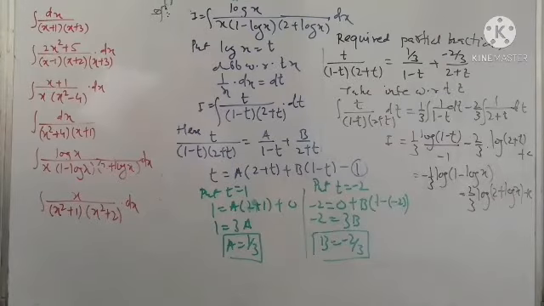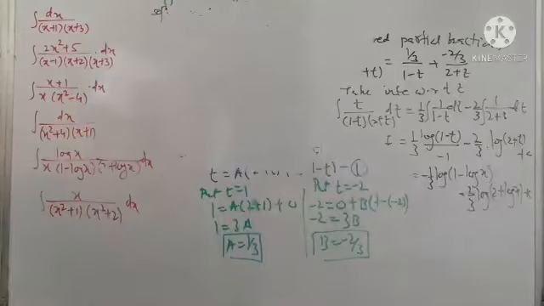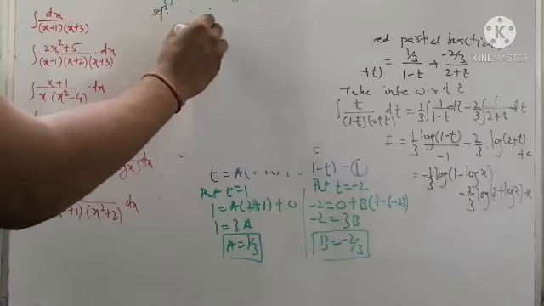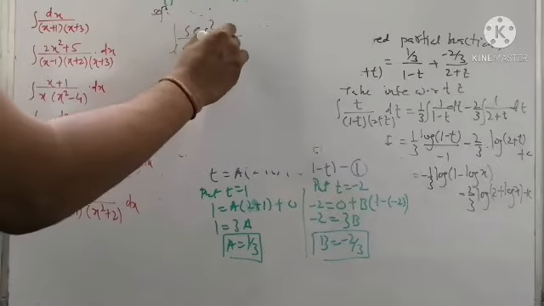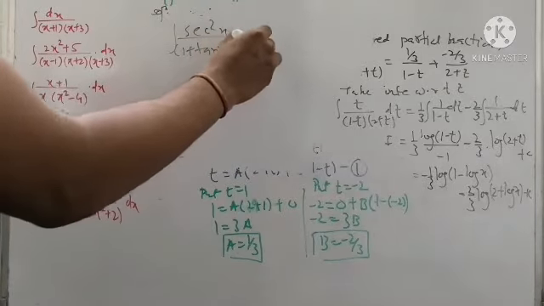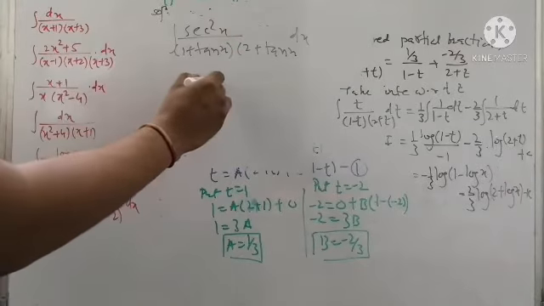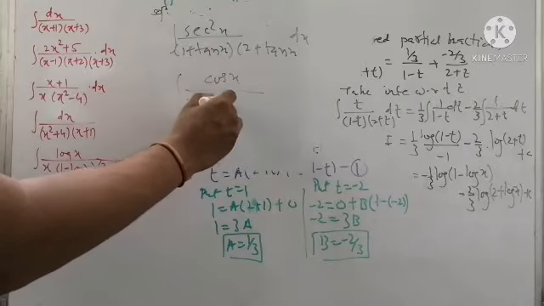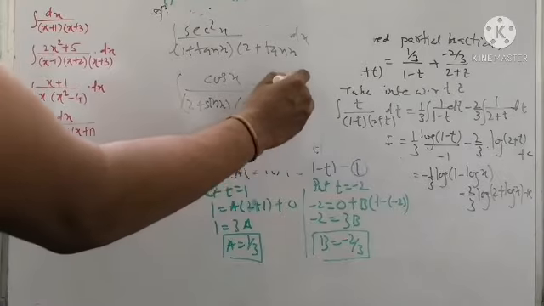Similarly, there are a number of examples which can be solved by using substitution and partial fractions. Examples like sec squared x divided by (1 plus tan x) into (2 plus tan x), or the integration of cos x divided by (2 plus sin x) into (3 plus sin x) into dx, which are important examples.